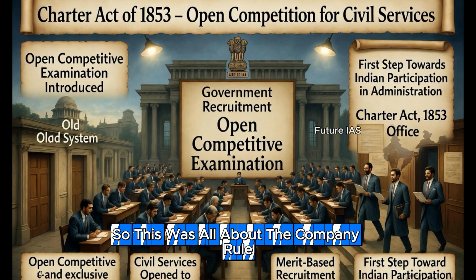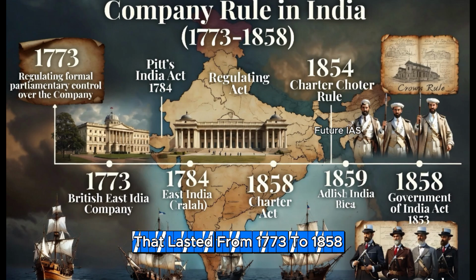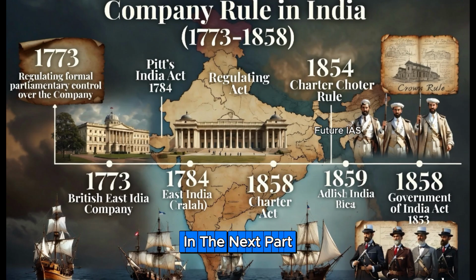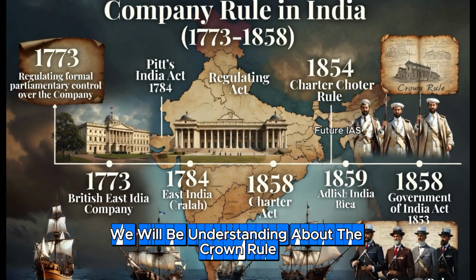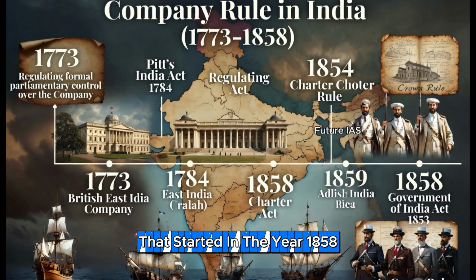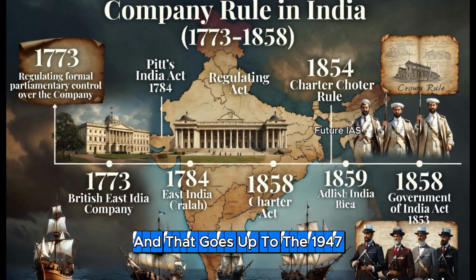So this was all about the company rule that lasted from 1773 to 1858. In the next part, we will be understanding the crown rule that started in the year 1858 and goes up to 1947.